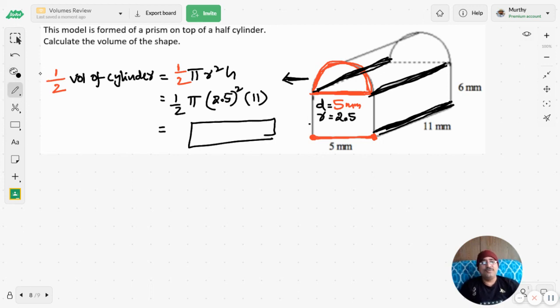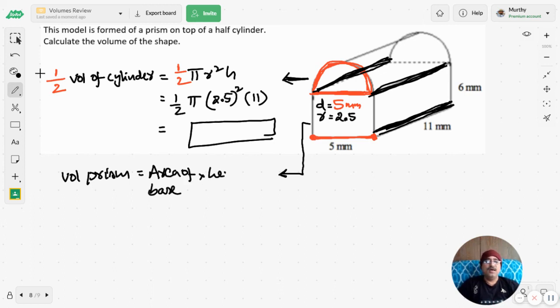Next, the second part of the question: the lower portion is a prism. So you are asked to find the volume of the prism. The volume of a prism equals the area of the base times the height. Or else you can consider this one as a cuboid. So you know the length, width and height as 5, 11 and 6. So straight away you can multiply.